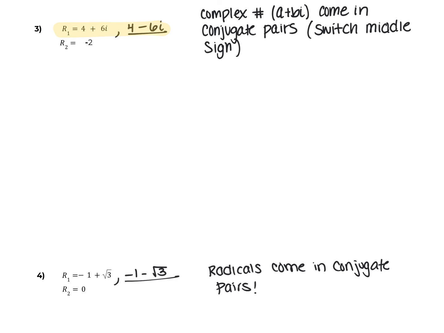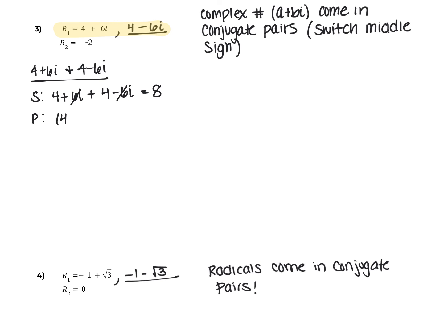So let's find the sum and the product of 4 plus 6i as one root and 4 minus 6i as the other. So sum 4 plus 6i and 4 minus 6i. So 4 plus 4 will give you 8. Positive 6i and negative 6i will cancel.